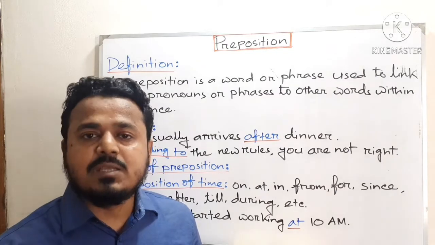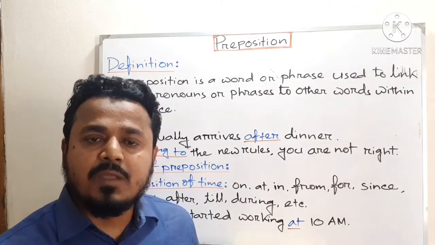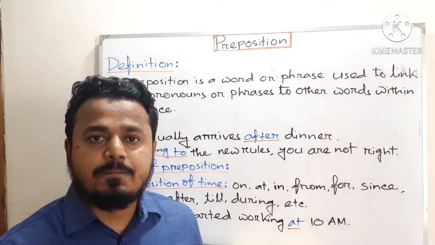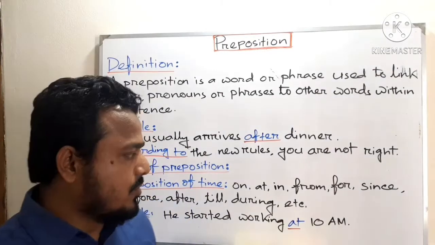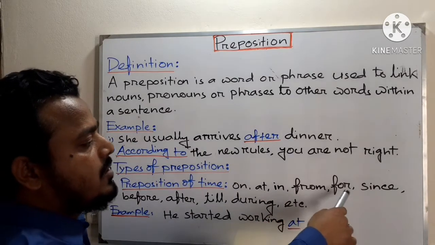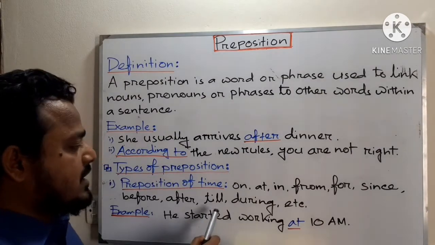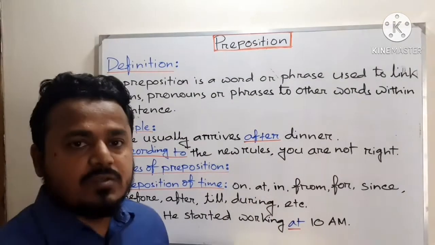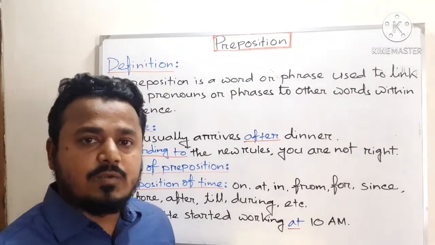Prepositions of time is the preposition which show the relationship of time between the nouns to the other parts of a sentence. For example, you can see some prepositions on the board: on, at, in, from, for, since, before, after, till, during, etc. All these prepositions are used to show the relationship of time between nouns to the other parts of the sentence.